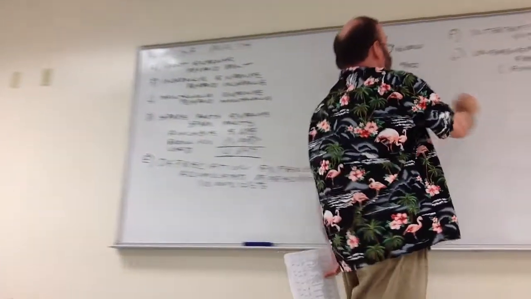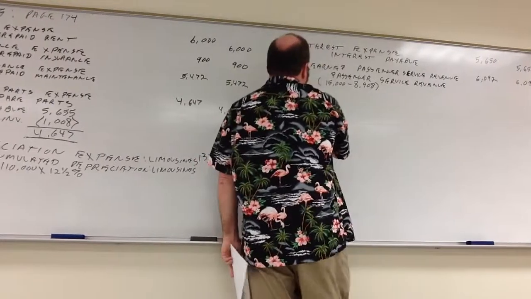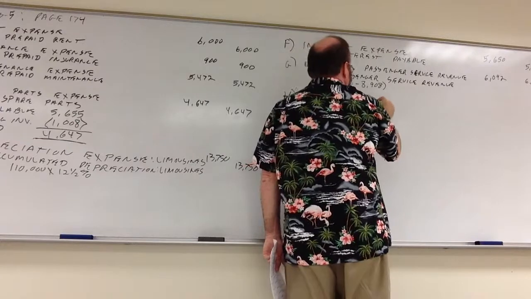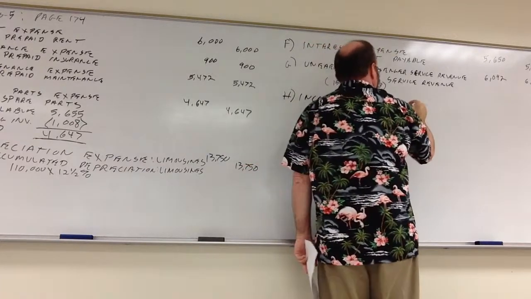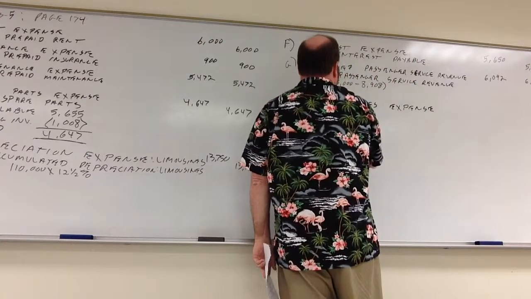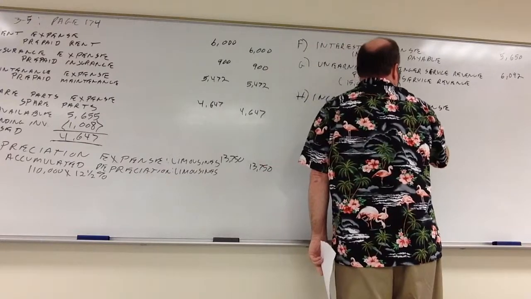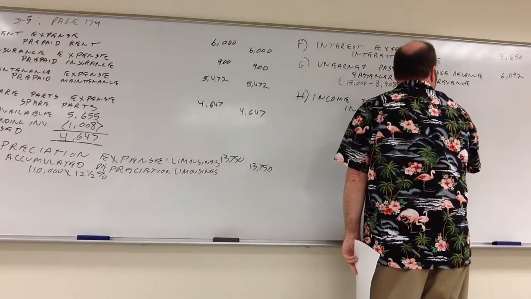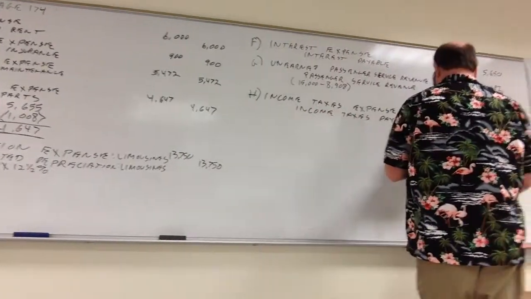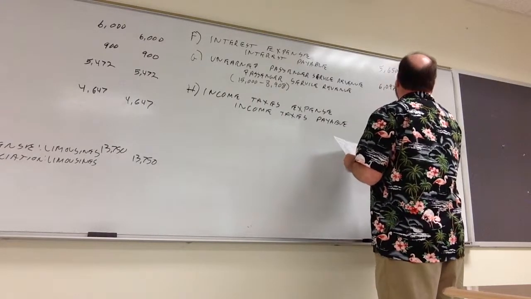And the very last one, federal income taxes for the year are estimated to be $6,625. Income taxes expense is the debit and income taxes payable is the credit. And it tells us $6,625 is the amount.